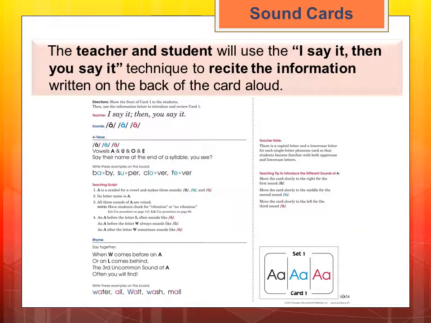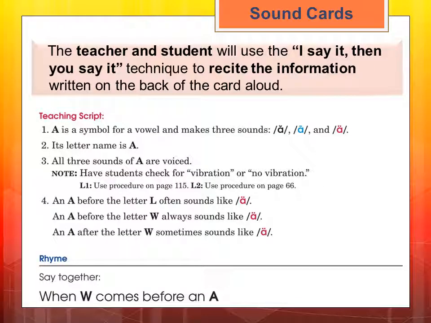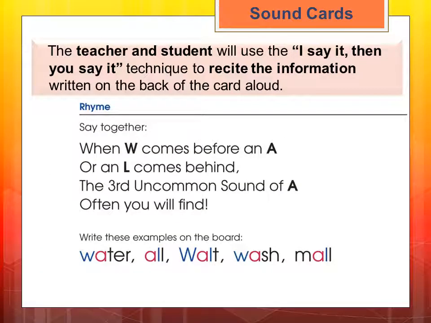As students see the letter or sound on the front of the card, this information is what the teacher sees on the back side of the card. The teacher and student will use the I say it, then you say it technique to recite the information written on the back of the card aloud.